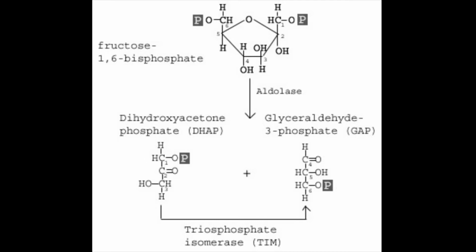Step 4 is the splitting of fructose 1,6-bisphosphate into 2 3-carbon sugars, dihydroxyacetone phosphate, DHAP, and glyceraldehyde 3-phosphate, GAP. This step uses the enzyme aldolase.